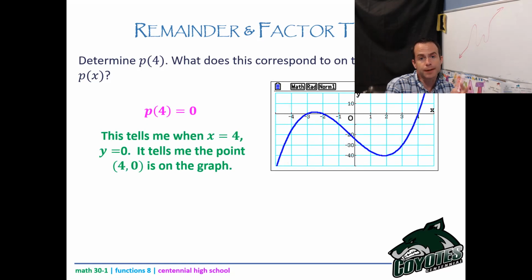So I've also found an x-intercept here, but we'll get into that a little bit more later on today. For now, it just tells me that when I put in 4, I get out 0, and that means that the point 4 comma 0 lies on the graph.